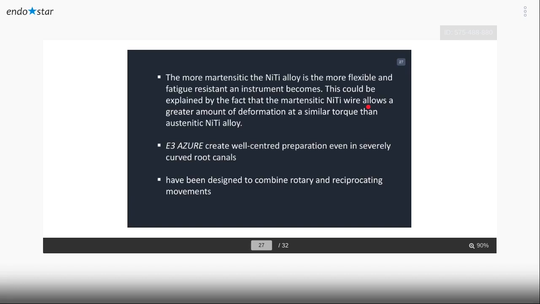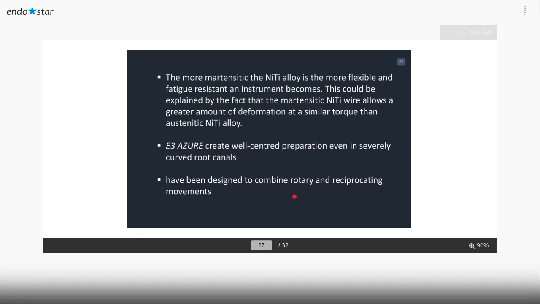The last point, it's not for me, but some people ask about it. Can I use the E3 or the blue heat-treated wires in both rotation and reciprocation? And the answer is yes, you can use them in both. But this is not because of the E3 only. All the technology of heat treatment in the blue wires, which is rich in martensitic phase, is applicable to be used in rotation and reciprocation.